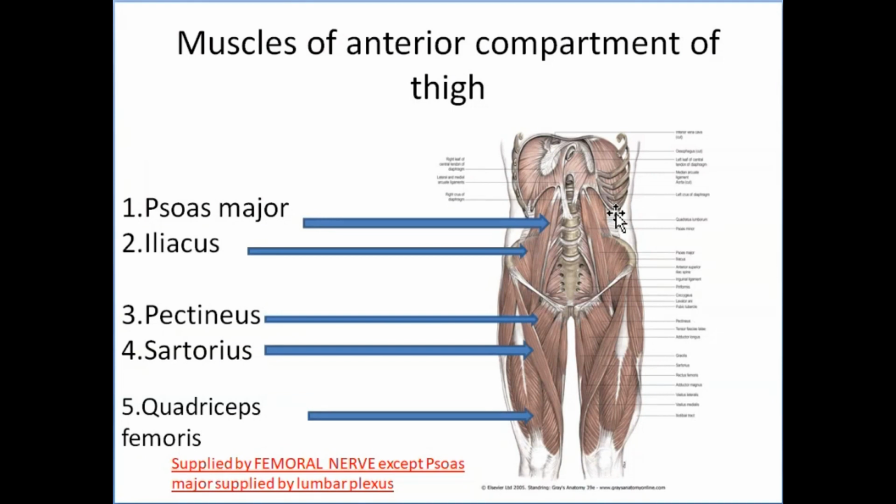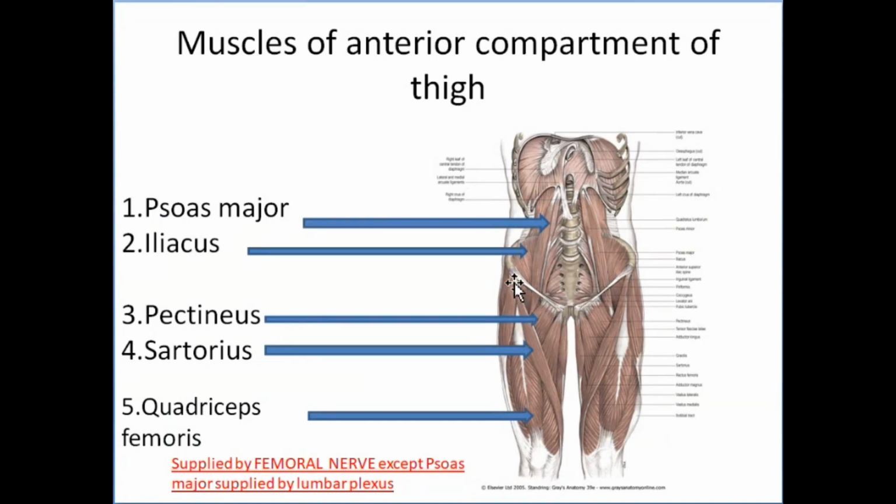I hope all of you remember what the nerve for the anterior compartment is. It is the femoral nerve. Except the psoas major, we will see only one muscle which is not supplied by the femoral nerve. So the first muscle we have is the psoas major. This is also not new; you have seen this in second year. Then we have the iliacus, then the pectineus, this one.